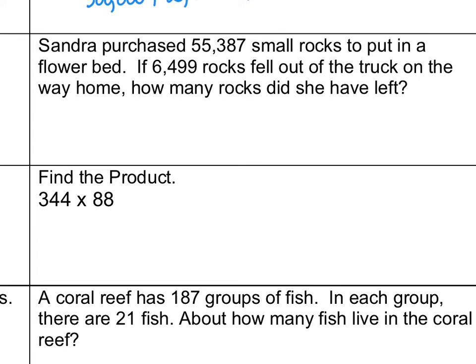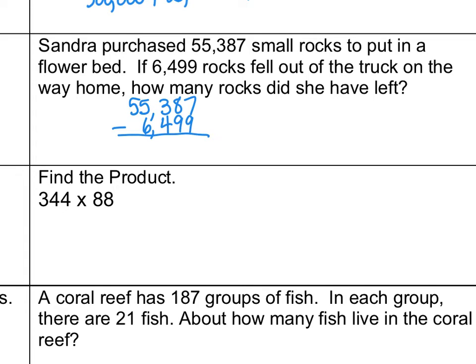Sandra purchased 55,387 small rocks to put in a flower bed. If 6,499 rocks fell out of the truck on the way home, how many rocks did she have left? So we start off with 55,387 and we lose some. They fell out of the truck. So here we go. We do subtraction.